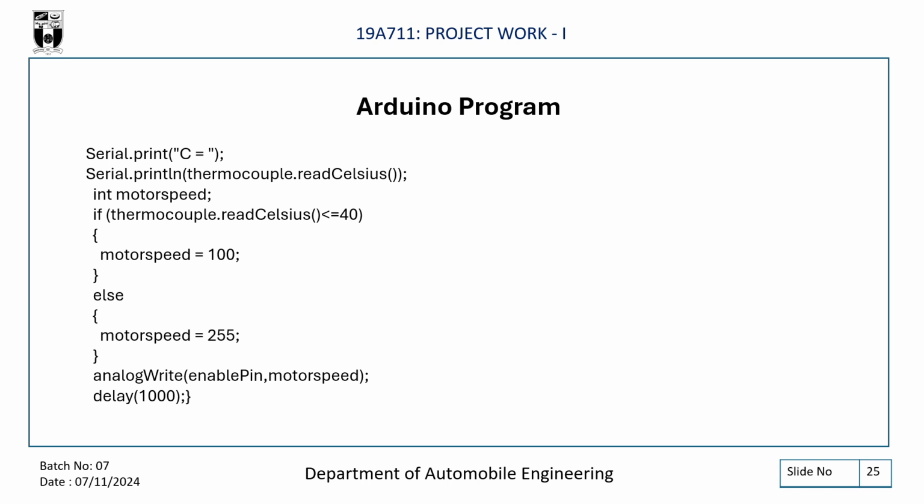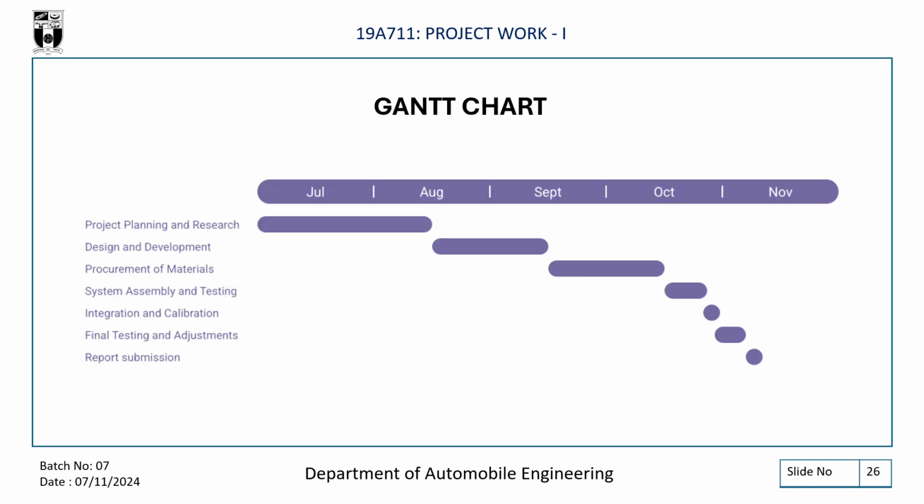In this program, we control the fan speed. If the temperature reaches above 40 degrees, the motor speed will be around 255, and if the temperature is below 40 degrees Celsius, the motor speed will be 100.